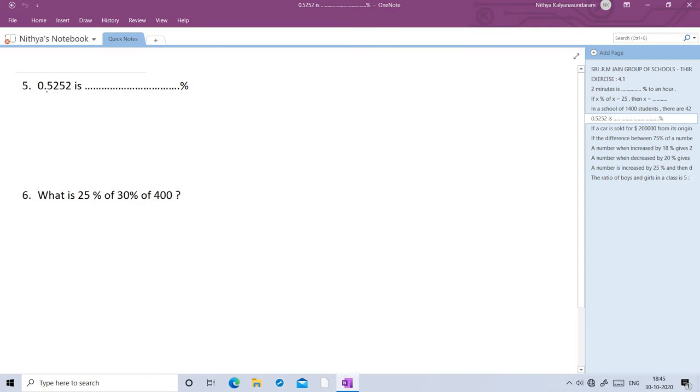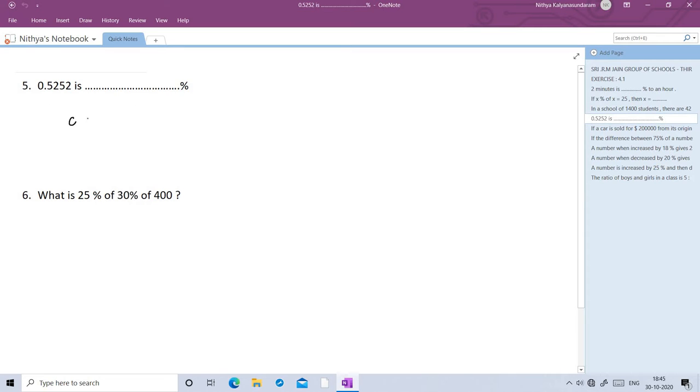Next question, 0.5252 is dash percentage. So here they are given in decimal number, and we want to convert into percentage. Given number, if you want to convert into percentage, we want to multiply by 100. So this 0.5252, if you are going to convert into percentage, we should multiply by 100.